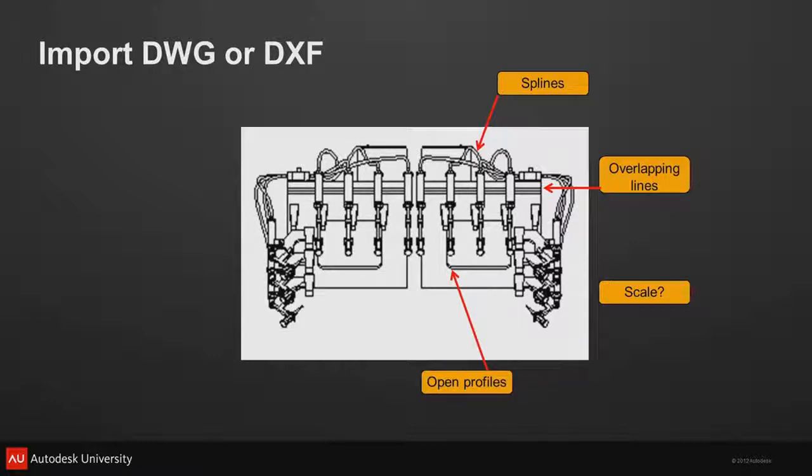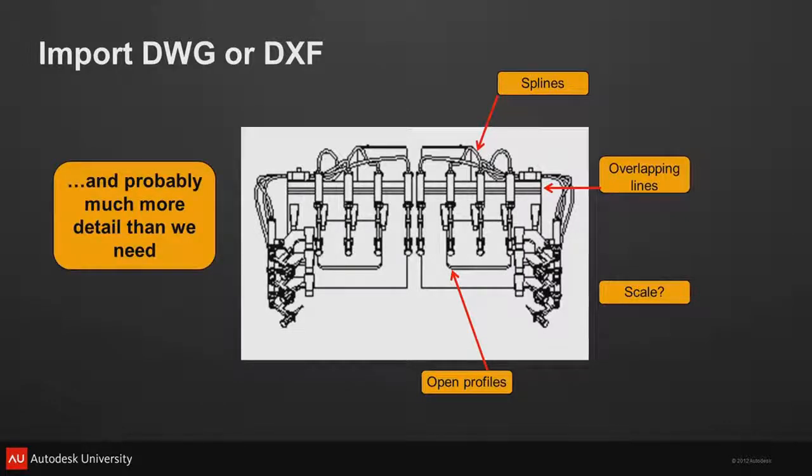Okay, the other thing is open profiles, and these things are a real bugger. So you'll have places, for example, where you can't even see it, but the lines and the curves aren't coincident. They don't touch each other. And I don't care how long you work on it or how hard you try, Inventor will not extrude that until you close those. And some of them become really, really hard to find. Okay? And there's probably, obviously, a lot more detail on this thing than we really need.